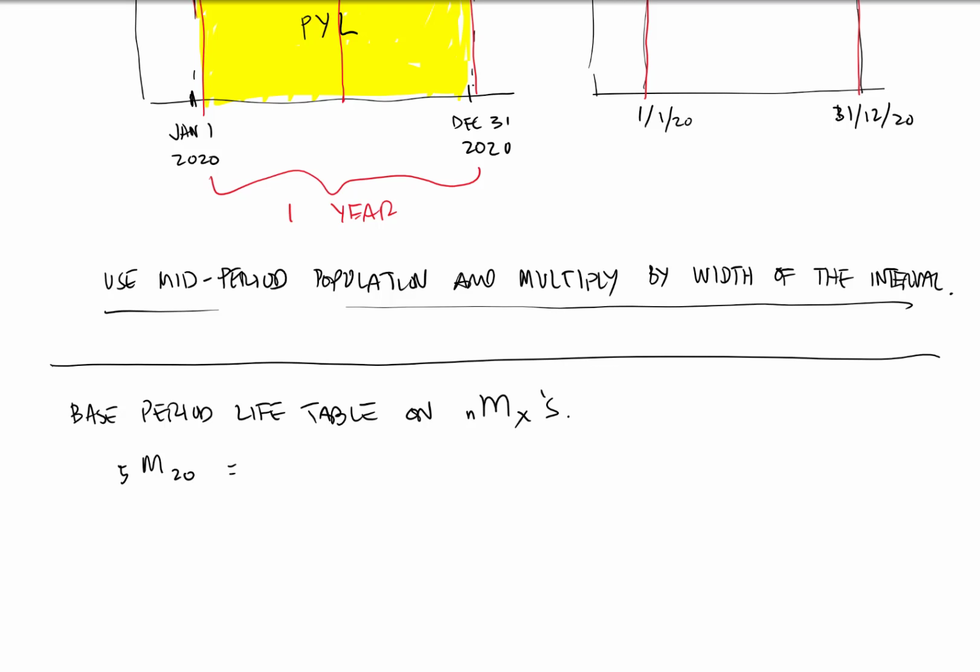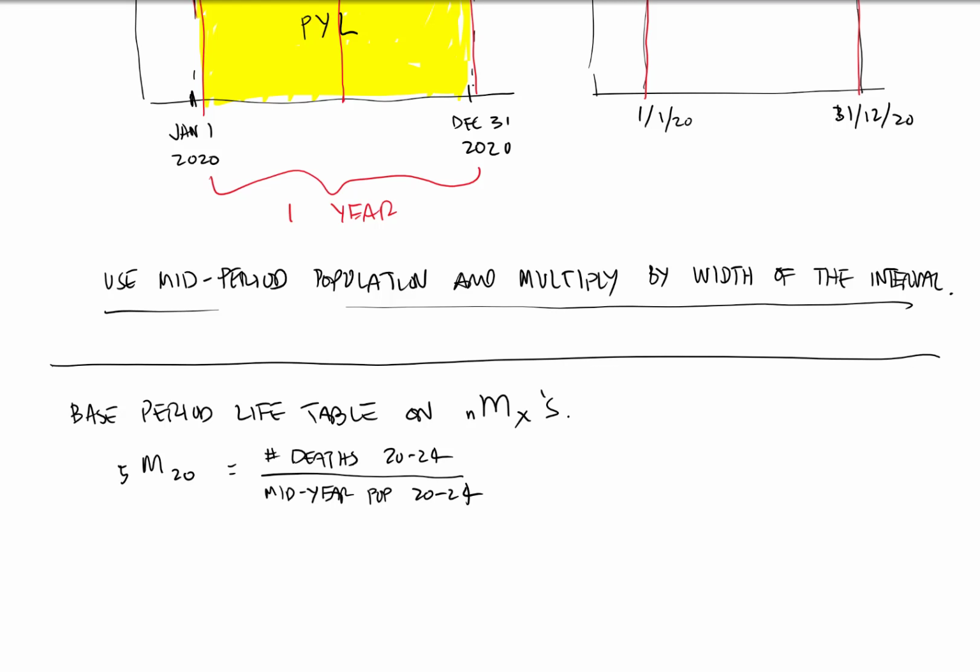In the year 2020, we would take the number of deaths of people aged 20 to 24. We would divide that by the number of person years lived in the year 2020 by those who are 20 to 24. And that is going to be approximately close to the mid-year population of the 20 to 24-year-olds.